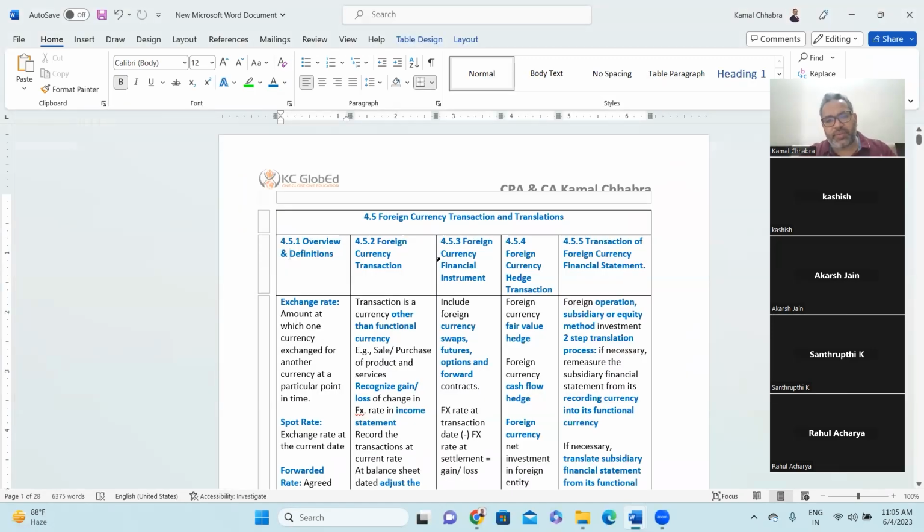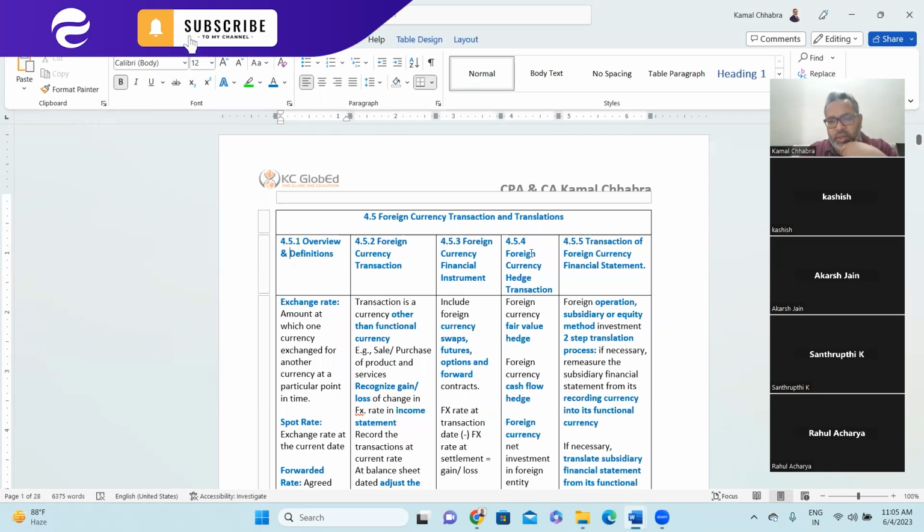In this, we'll be studying 5 things. First one is the overview and definitions, which we will be using in foreign currency transaction and translation. Then we'll be understanding what foreign currency transactions are. Then what foreign currency financial instruments are, which we have studied in hedge accounting also. It's very much similar, so I will not go into much detail because we have already covered it in hedge accounting. Then foreign currency hedge transactions, which we have also covered in detail. And the last one is translation of foreign currency financial statements. That also we have covered in the earlier class, but at a high level. As it is covering the topic, we'll be taking up all these things one by one.